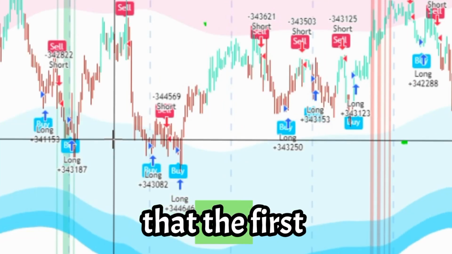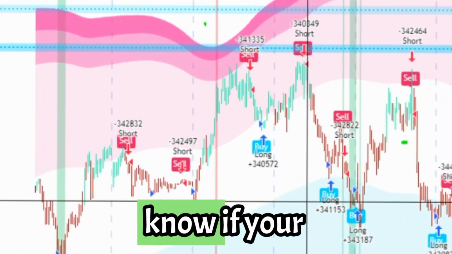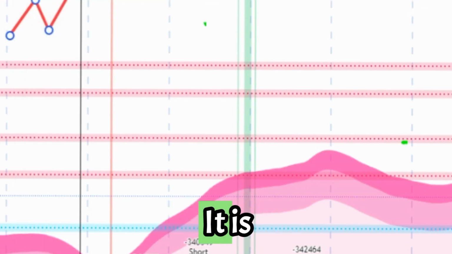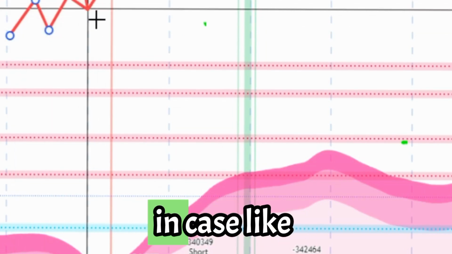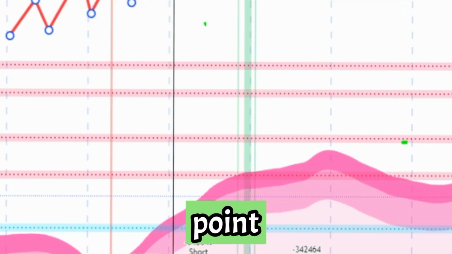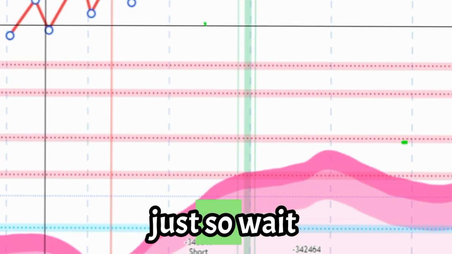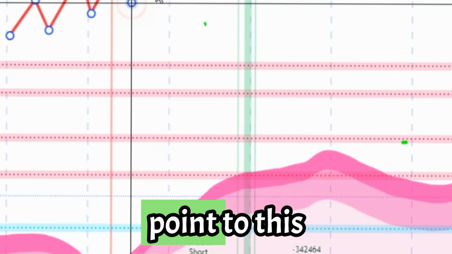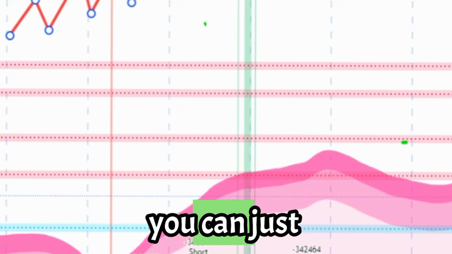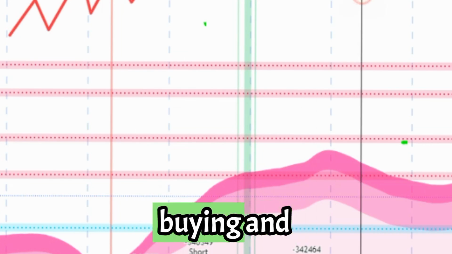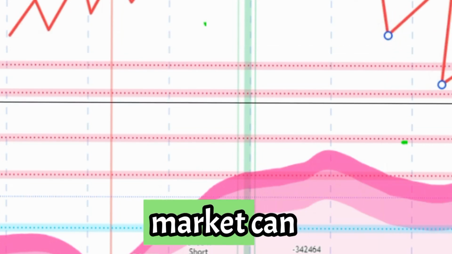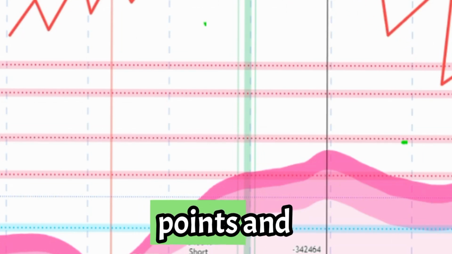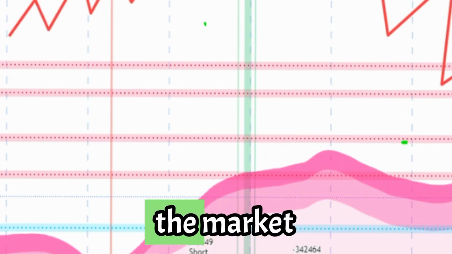Remember, I told you that the first thing you have to do is know if your market is going up or down. It is very important. So in a case like this, you wait for the market to come to this point, to this point, then you can just continue buying and buying. And for short scenarios too, the market can go whichever way, there's no problem. Just look for your points and make sure the market is going down.